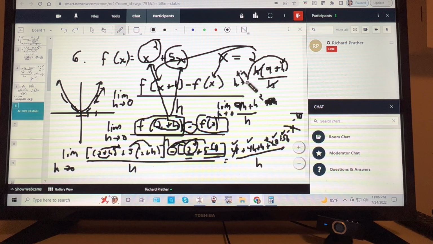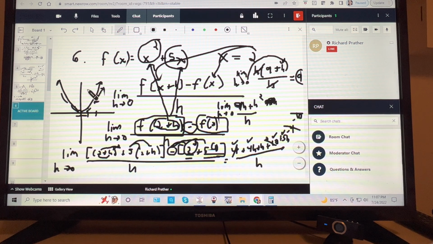So the limit as h approaches 0 of 9 plus h, that's a polynomial. Then you can just plug the 0 in. 9 plus 0 is 9. So the slope of the line right here, this isn't the exact graph of this, but just approximately, that would have a slope of 9. It would be going up 9 over 1.